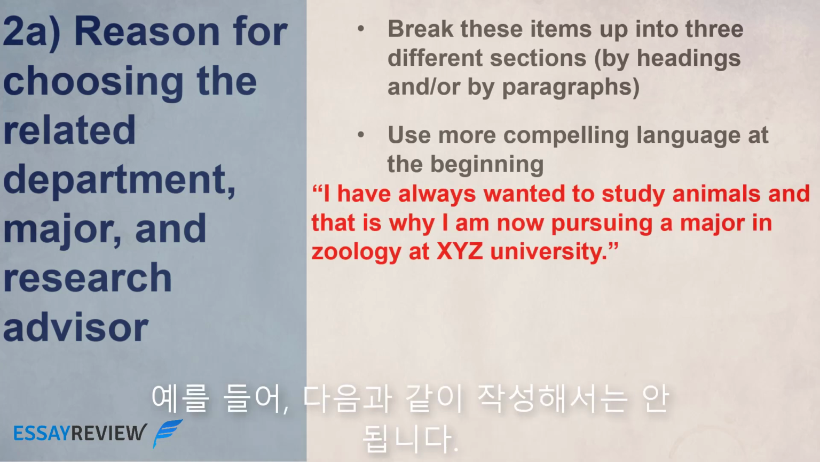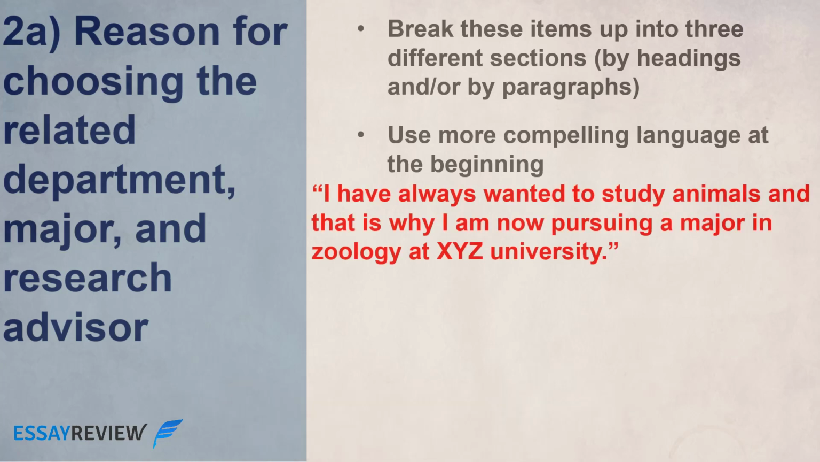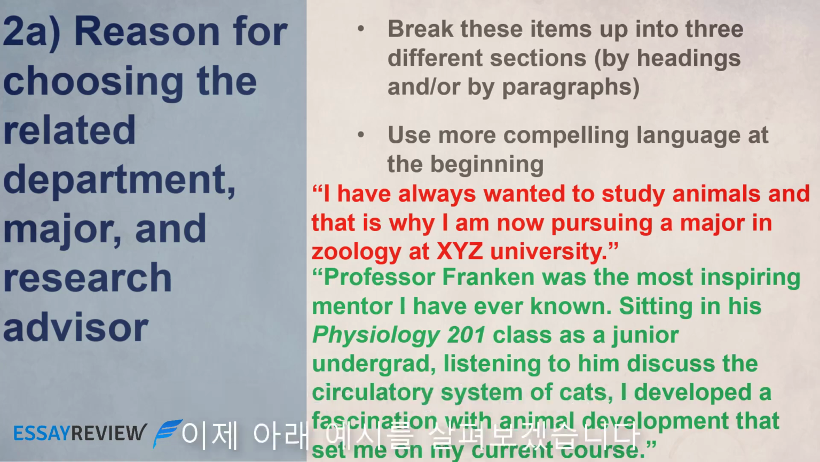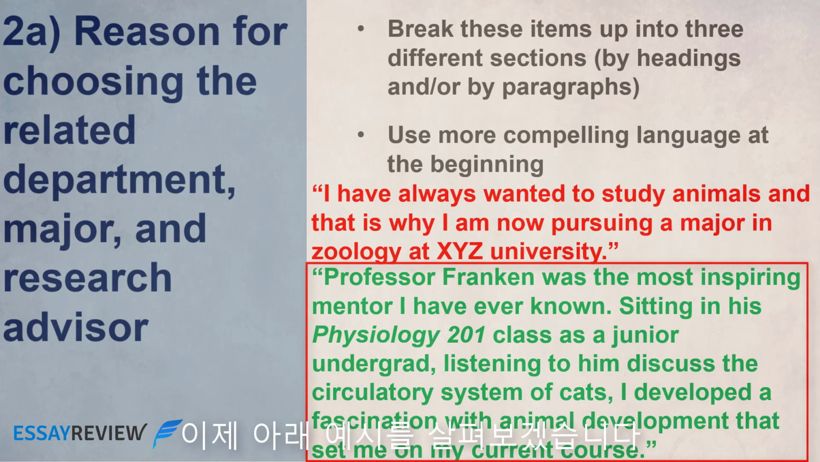For example, you do not want to write like this: I have always wanted to study animals, and that is why I am now pursuing a major in zoology at XYZ University. This simply is too broad and not so compelling to the judges. Now look at this example. Professor Franken was the most inspiring mentor that I have ever known. Sitting in his Physiology 201 class as a junior undergrad, listening to him discuss the circulatory system of cats, I developed a fascination with animal development that set me on my current course.